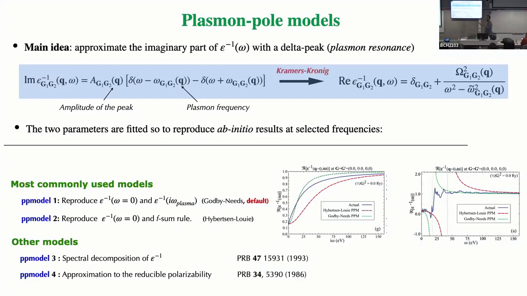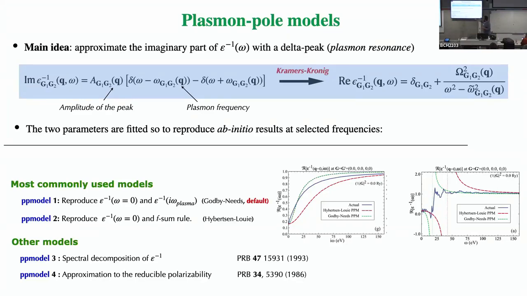So if you assume that the imaginary part can be modeled with a single peak, then these are the parameters for the real part. But how do we obtain these parameters? A, omega, and big Omega. Big Omega really is just a function of A and omega. So in order to obtain these parameters, we fit ab initio results. We try to reproduce ab initio results as close as possible.